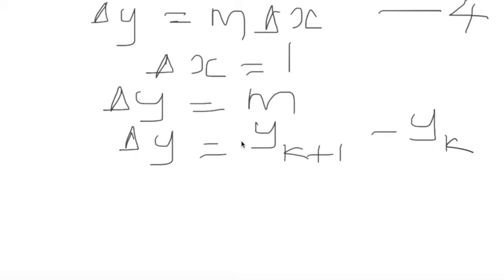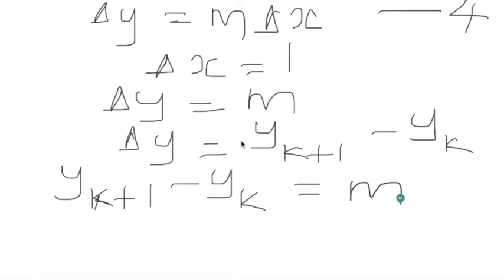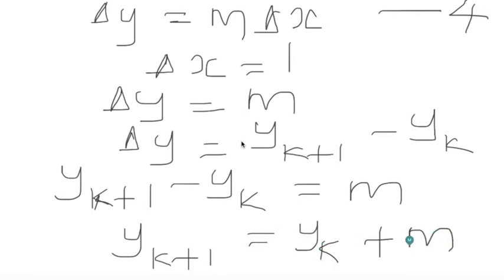At the first position, the value of k is 1, so delta y is y2 minus y1. At the next position, k is 2, so delta y is y3 minus y2. That is how it proceeds. So delta y can be written generally as yk plus 1 minus yk. From both of these, yk plus 1 minus yk is equal to m, so yk plus 1 is equal to yk plus m. This is equation 6.